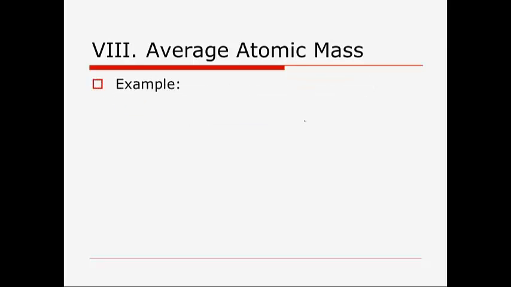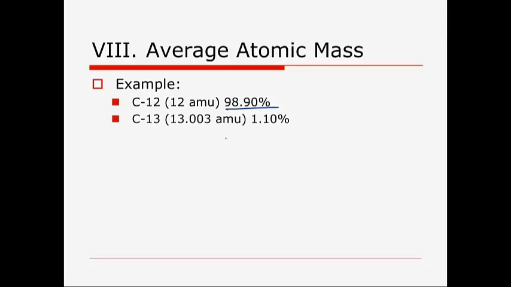Here's an example. Carbon-12, 98.90%. So you would expect that the average should be really close to 12. Carbon-13, 13.003 and only 1.10%. If you took a mass of just pure carbon atoms, 98.90% of them would be carbon-12. Carbon-14, the percentage is so small in terms of decimal places, it's not noticeable.